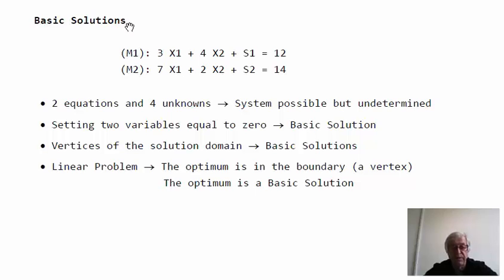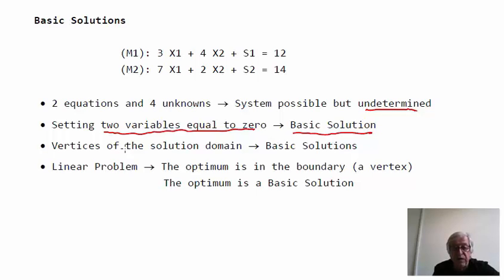So let's look now to the concept of basic solutions. With the transformation that we show before, the restrictions become equations, and in that case we have a system of two equations which can be used to obtain solutions. The problem is that we have more variables than equations, so the system is possible but is undetermined. Nevertheless, if we set two variables equal to 0, the solution that we can obtain is called a basic solution.